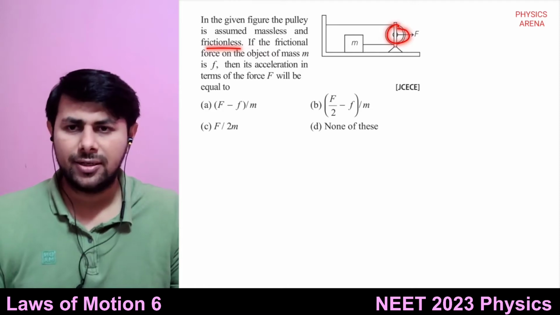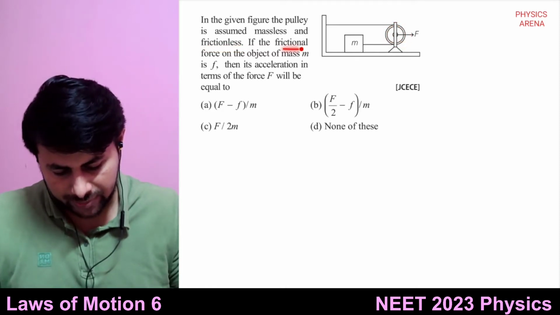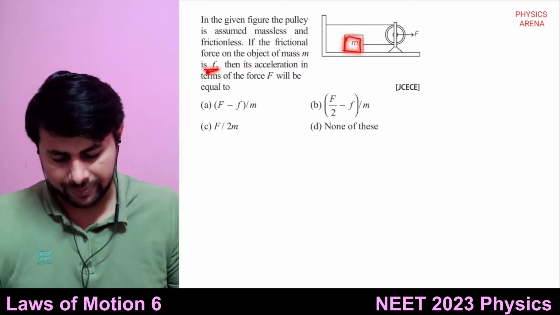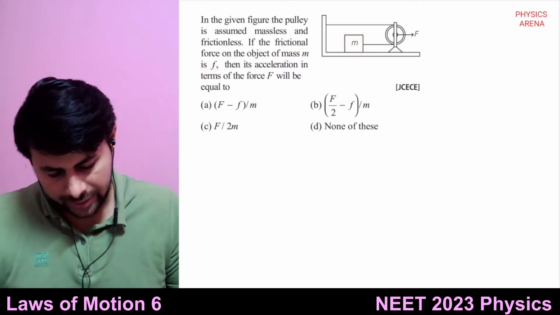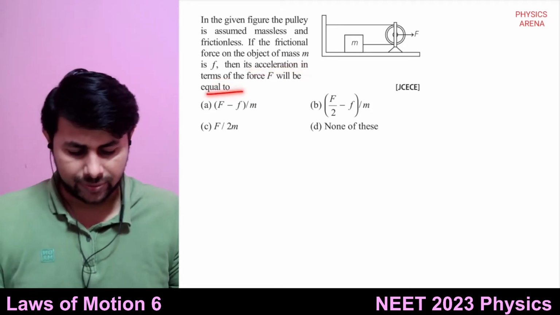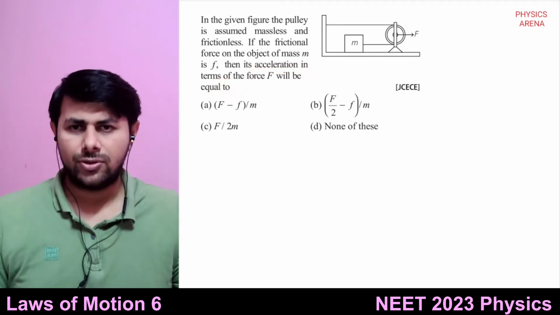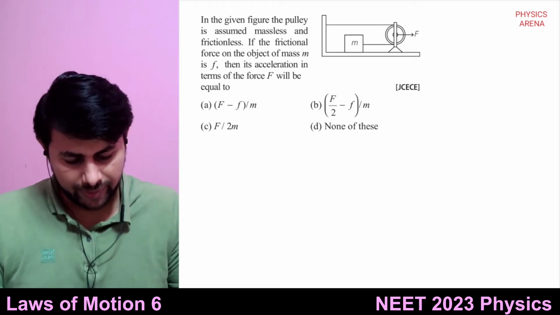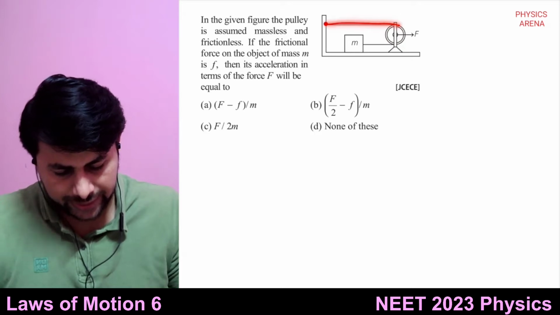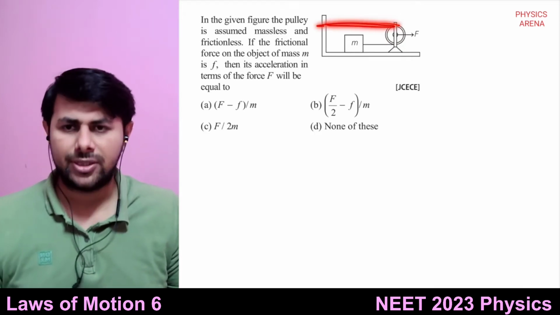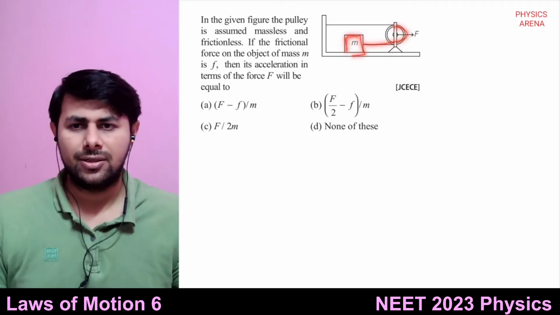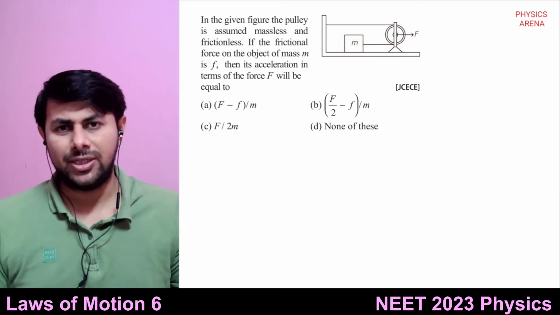This pulley is massless and frictionless. If the frictional force on the object M is F, there is some frictional force, then its acceleration in terms of force F will be equal to what? For this kind of problem, remember there is a pulley, and this end of the string is connected to a rigid support. There is another end which is connected to the mass. So now there is tension acting on both sides.